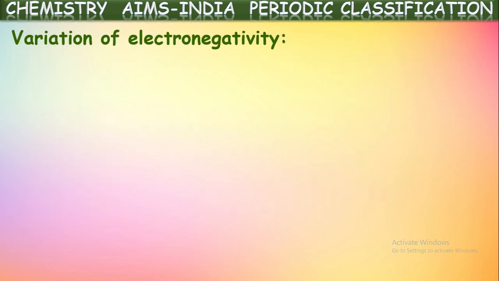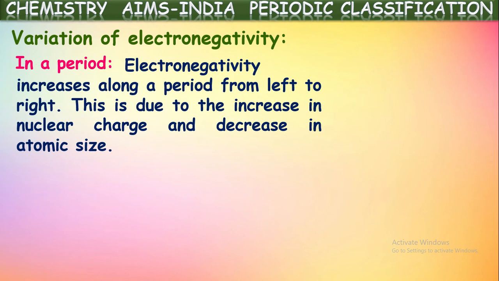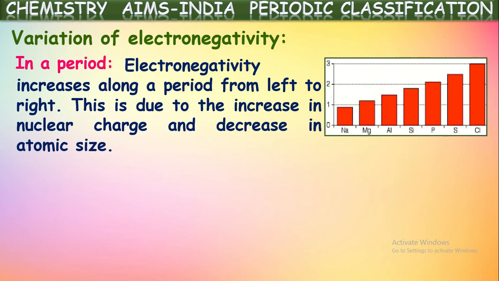Now let us see the variation of electronegativity in groups and periods. First, let us see the variation in a period. Electronegativity increases along a period from left to right. This is due to the increase in nuclear charge and decrease in atomic size. Suppose you take the third period elements from sodium to chlorine. We know that from sodium to chlorine, size gradually decreases. At the same time, nuclear charge increases. Sodium has only 11 units of nuclear charge, isn't it?